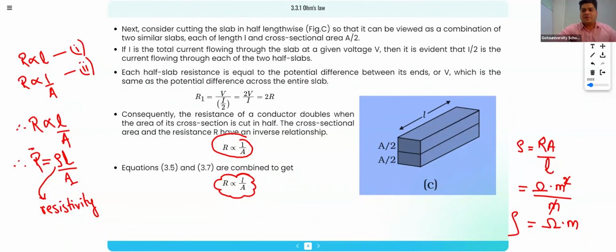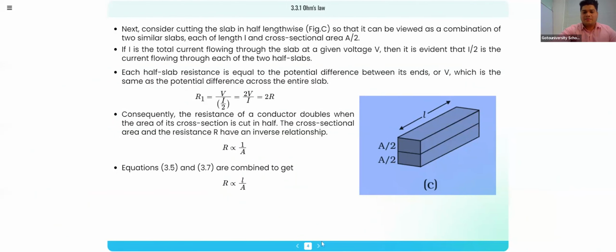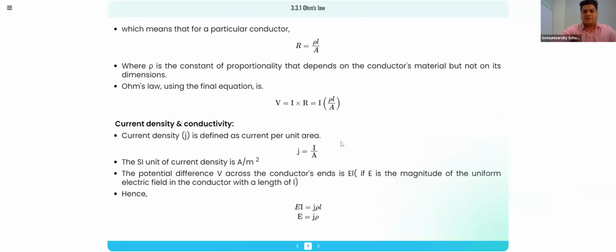Okay, now see, this is rho. R is equal to rho L upon A, where rho is the proportionality constant. If you want to write it in the Ohm's law equation, V is equal to IR, you can write I into, what is R? R is nothing but rho L over A.